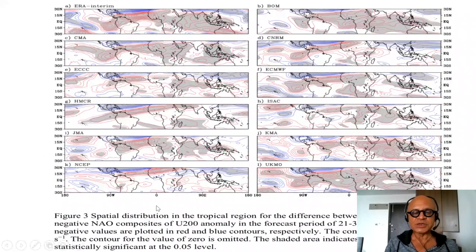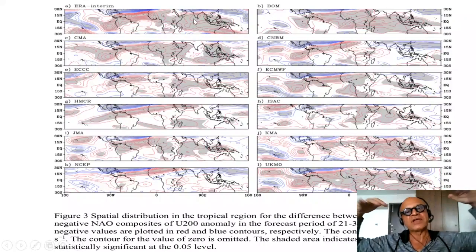Looking here at the spatial distribution in the tropical region for the difference between positive and negative NAO composites of U200 anomaly in the forecast period of 21 to 30 days. Positive and negative values are plotted in red and blue colors respectively. The contour interval is 0.5 meter per second. Zero value is discarded, and then there are statistical significances implied in the shading. Okay, so here you are looking at ERA-Interim. So you can clearly see this relation between the NAO phases and the U200 zonal wind anomaly. Why do we look at U200?